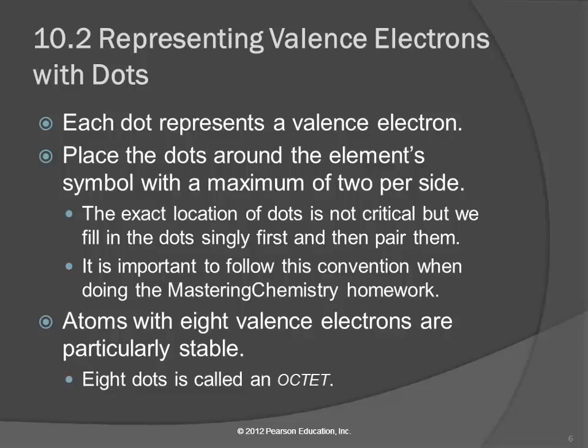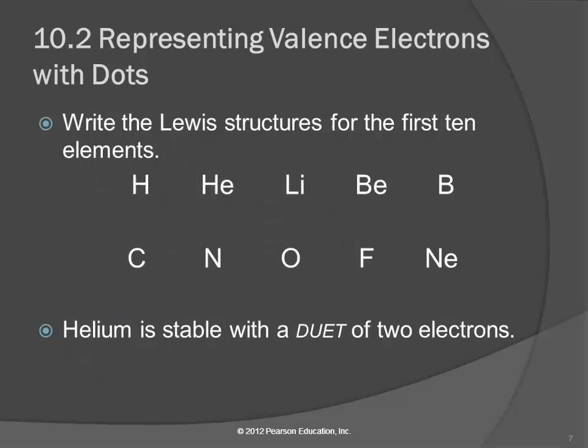And atoms that have 8 valence electrons are unusually stable, and we learned that in the last chapter. That's why the noble gases are very unreactive, is they have 8 valence electrons. So when we look at a Lewis structure and see that it has 8 dots, we call that an octet. Just like in choir, you can have a duet or a trio. An octet is 8 people singing. An octet of electrons is 8 electrons. And so 8 electrons is what the atoms are all trying to get. And again, we're only talking about valence electrons here. They're trying to get 8 valence electrons.